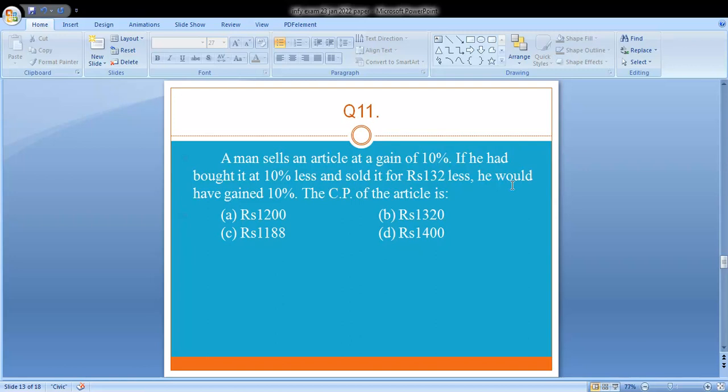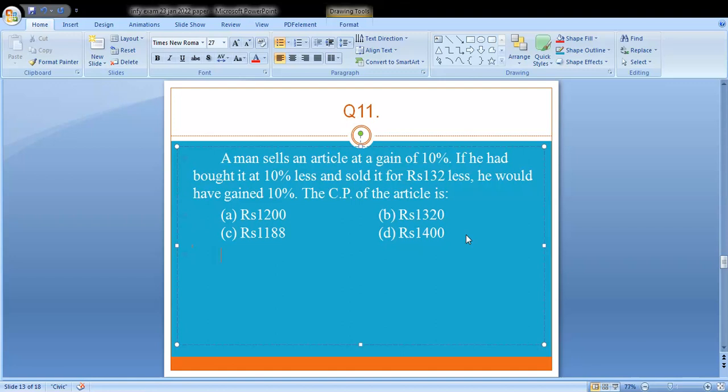I will do it in a trick, dear students. Let us see. In percentages or profit and loss, I'm going to take the article as 100 rupees and start. A man sells an article at a gain of 10%. Let the article be 100 rupees cost. He's selling at a gain of 10%, it will become 110. Now, what happens in the second case? If I had bought the article at 10% less, if you bought it for 90 and sold it for how much?